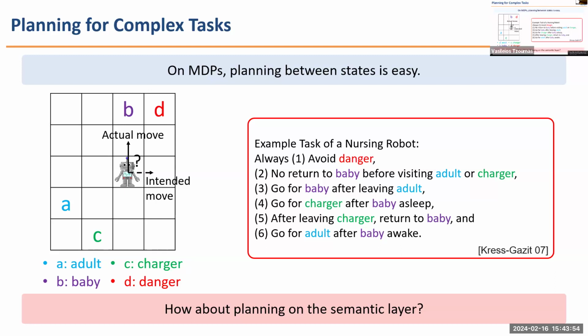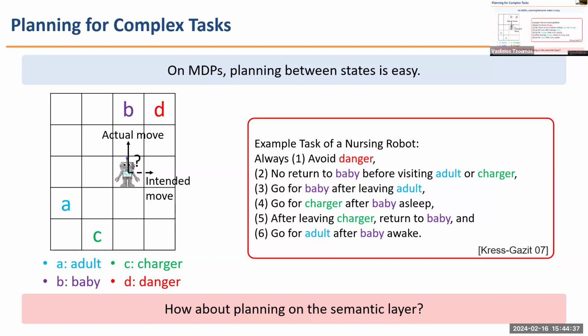We are looking at tasks that are expressed, for example, by human language like this, right? This is a nursing robot. We already discretized the state space, and basically each box is a state of the Markov chain. Some of the states are labeled with different labels like adult, charger, baby, and danger zone. For this robot, I would like to plan for a task that is beyond going from point A to point B, but expressed in some human language like this. An example task of a nursing robot can be: always avoid the danger zone, do not return to the baby before visiting the adult or the charger, and so on and so forth.